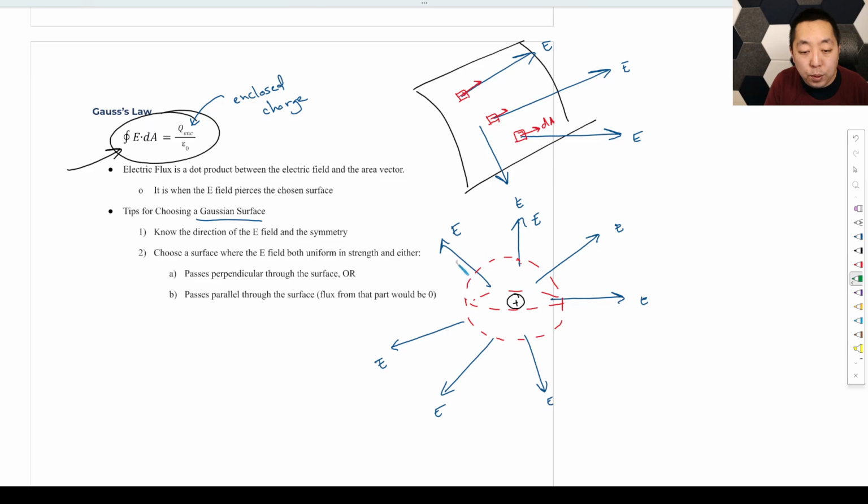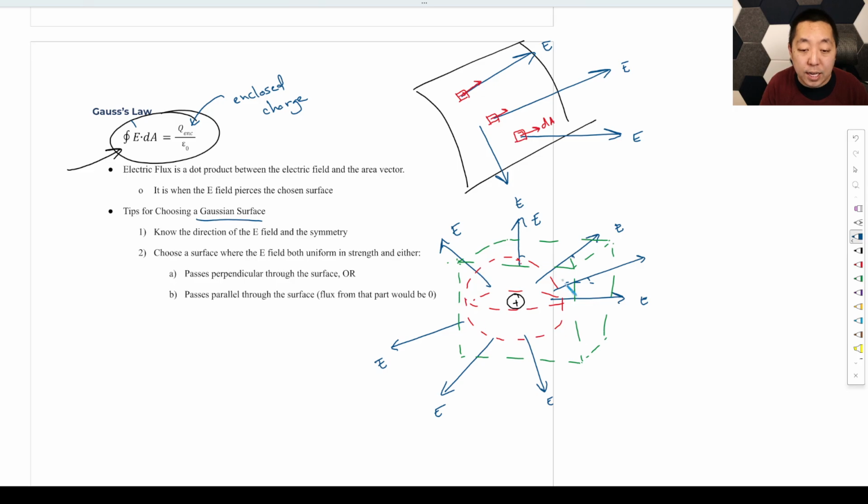If I instead picked a cube, for example, as my Gaussian surface here, the problem is the electric field is going to pierce it at different angles as it passes through the surface, right? It's not going to always be perpendicular. So that's going to be very, very difficult to compute this integral.